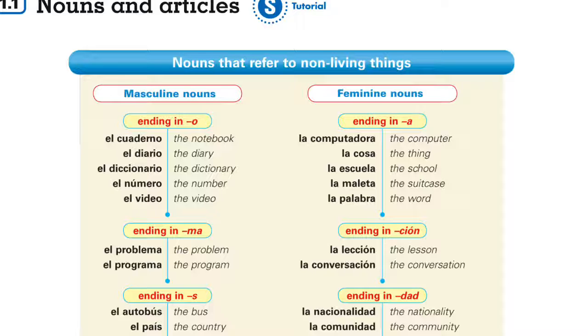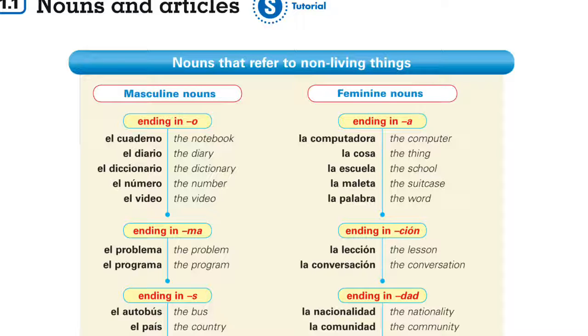Good, that it's masculine. Okay, what about words ending in MA? Problema, programa. Okay, it usually has an A, so we think it's feminine, right? Wrong. Look at the front. What does our article tell us? El, good. So we know that the noun is masculine. El problema, el programa. Okay, muy bien.